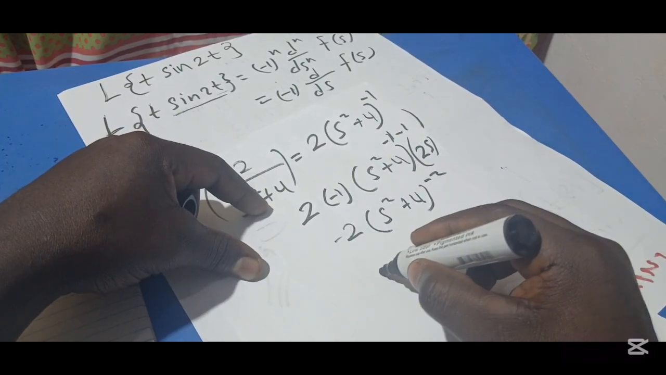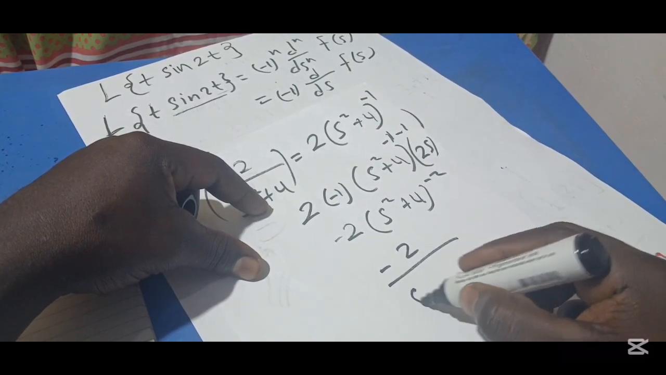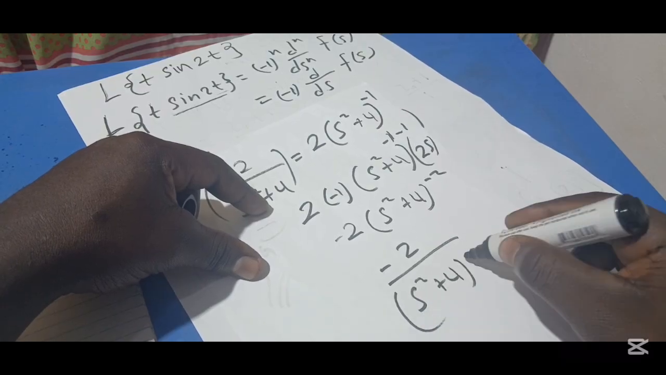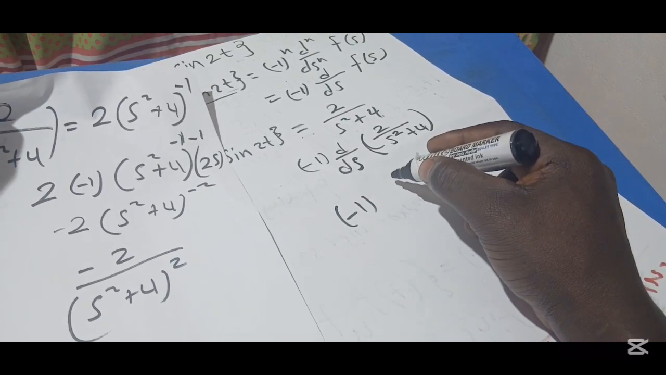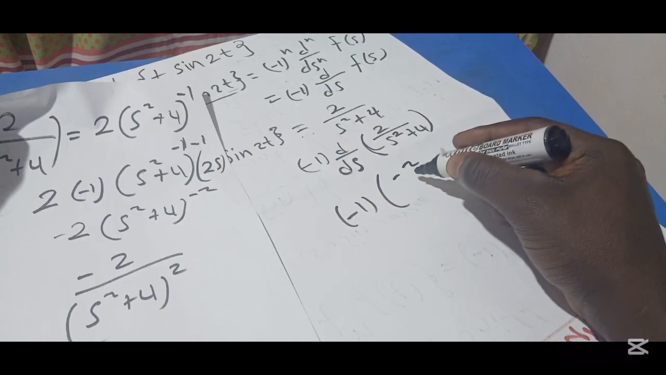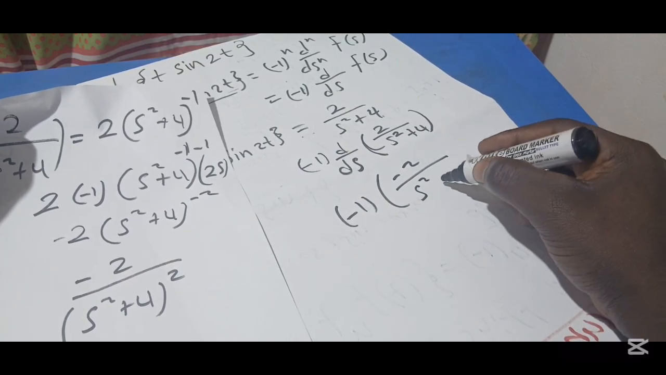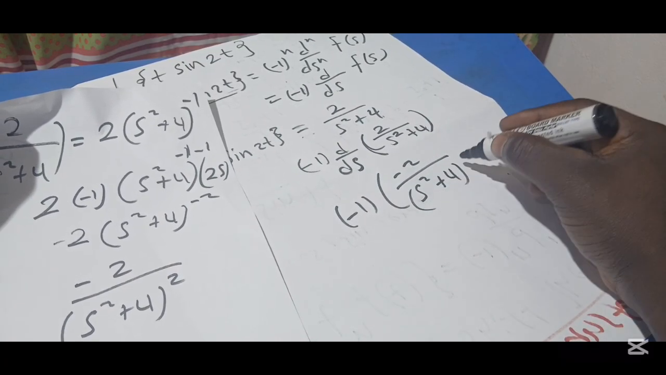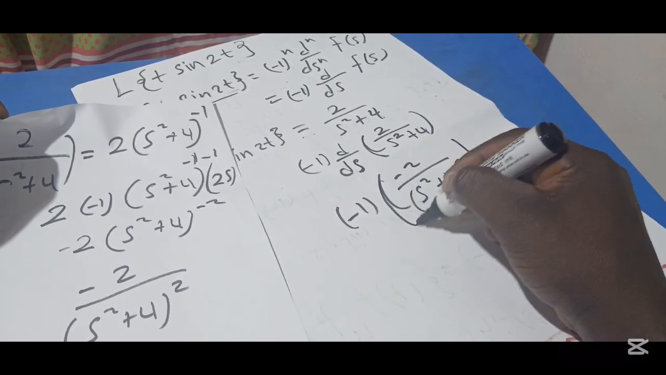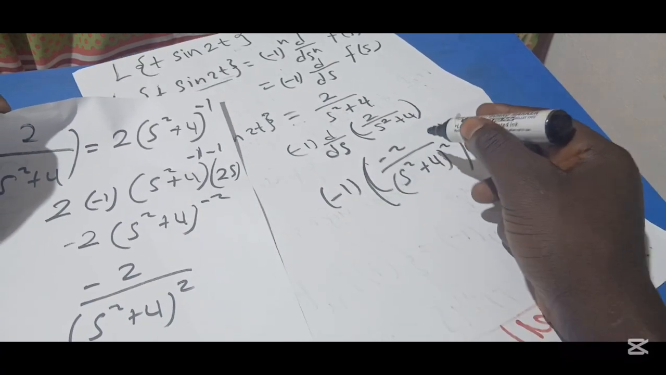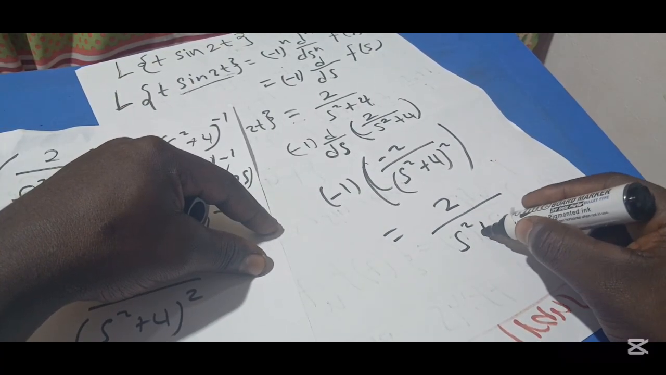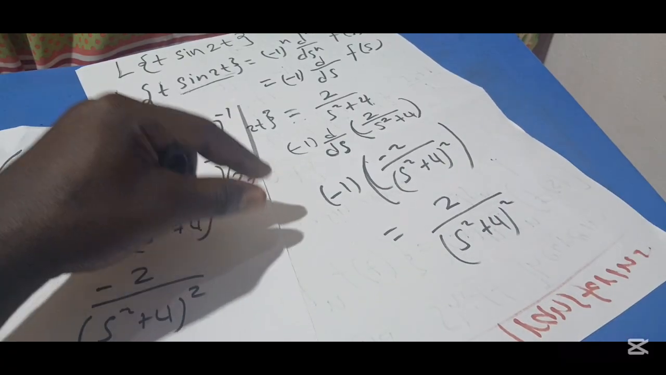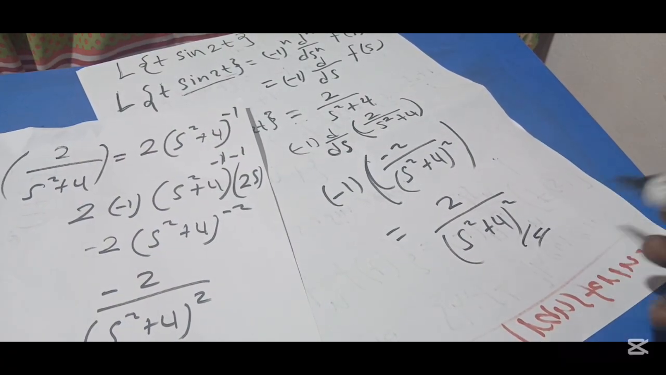Let me bring it back. This is going to give me minus 4s all over s squared plus 4 all to the power positive 2. So now this is just my value. I'm going to get minus 1 multiplying that whole thing, minus 4s over s squared plus 4 all squared, right? Since I have negative 1 here multiplying negative 4s, I'm just going to get positive 4s all over s squared plus 4 all squared. So that is our answer for this question.